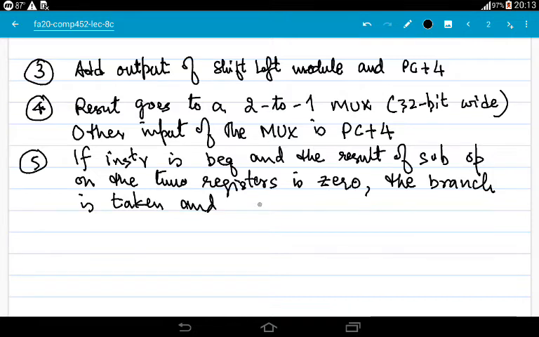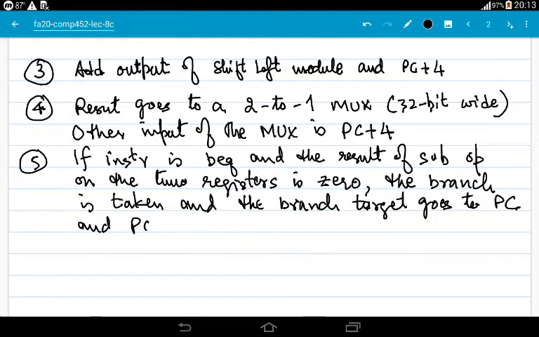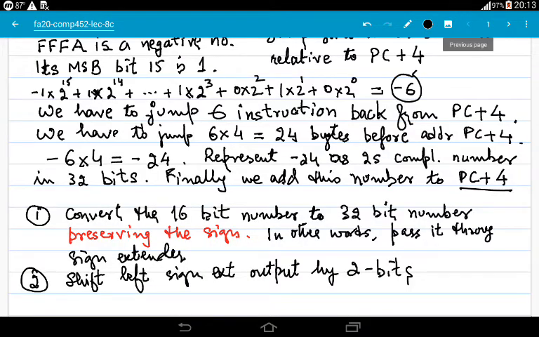And the branch target goes to PC, and PC plus 4 doesn't reach PC. Okay, so these are the steps. So you can see that. Have we written everything? I think we have written everything.